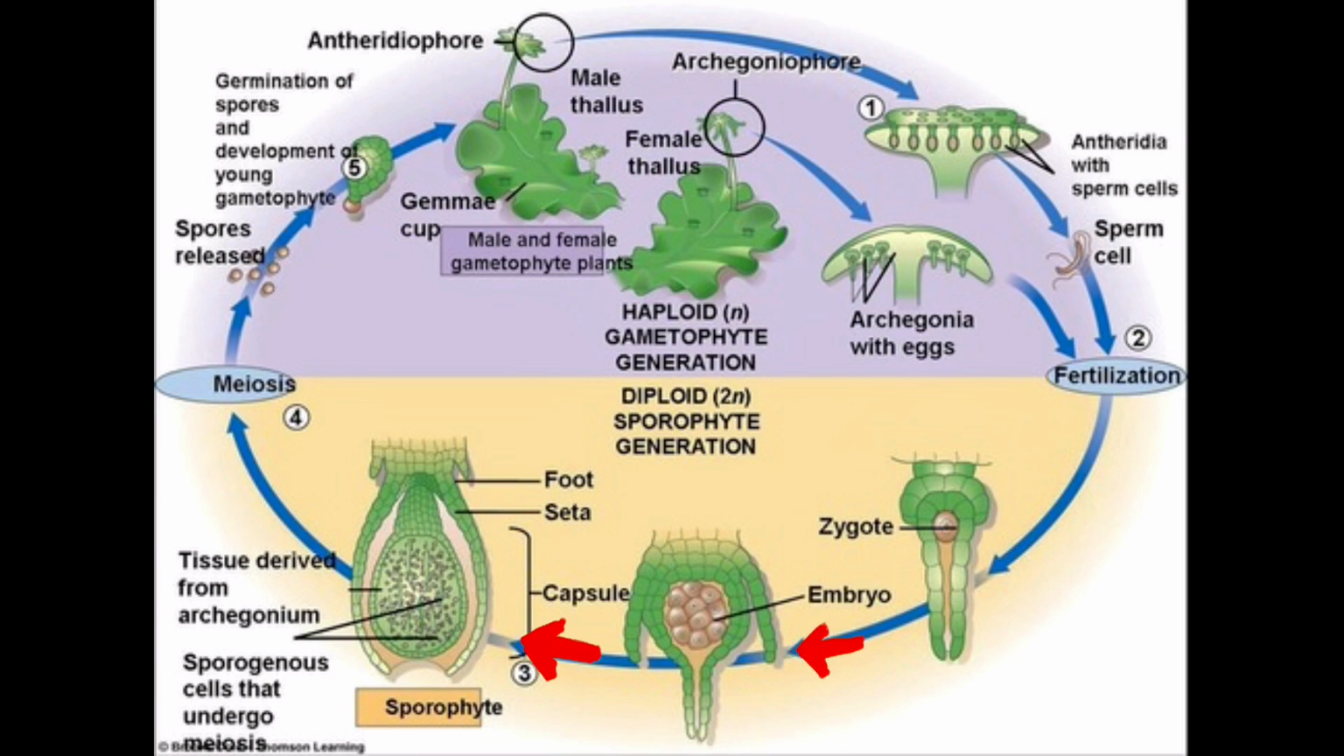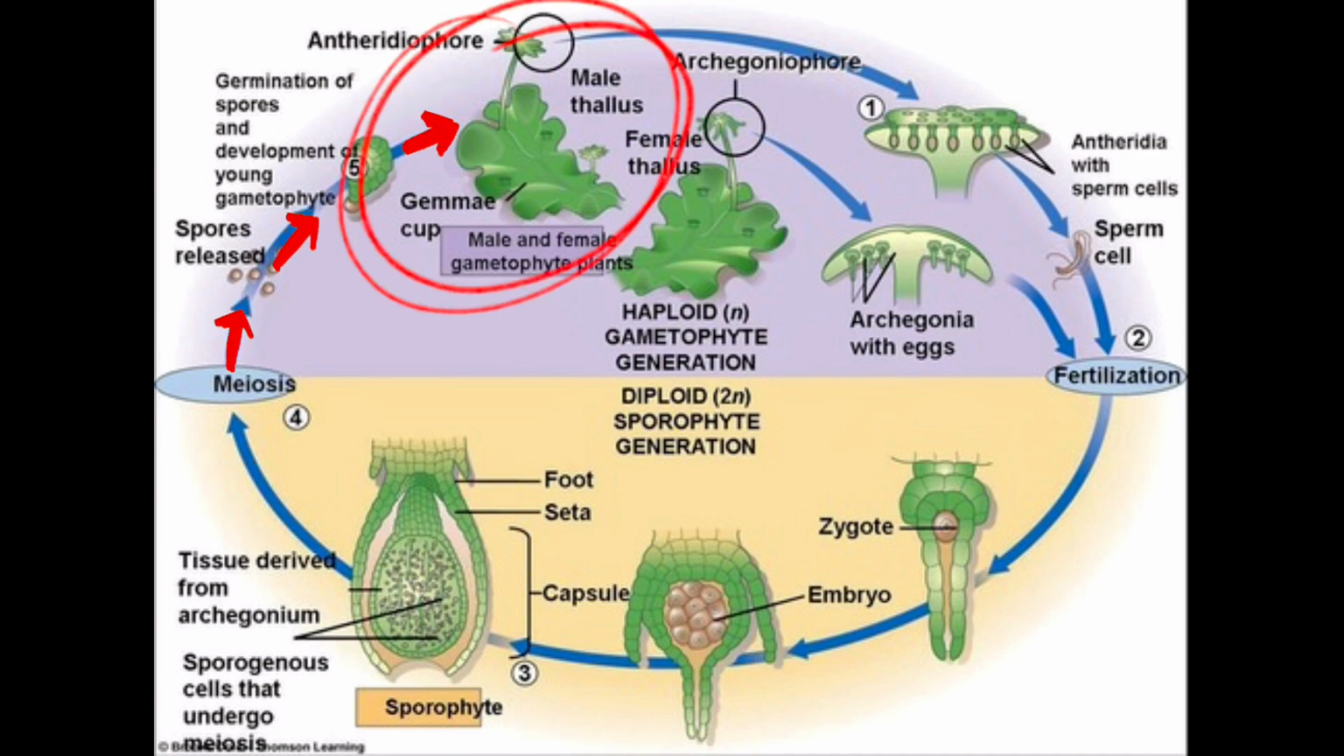This sporophytic stage is differentiated into foot, seta and capsule. Inside the capsule, there are spore mother cells, which undergo meiosis and produce haploid spores. This haploid spore germinates and again gives the thallus of Marchantia. So this is about the sexual reproduction in Marchantia.